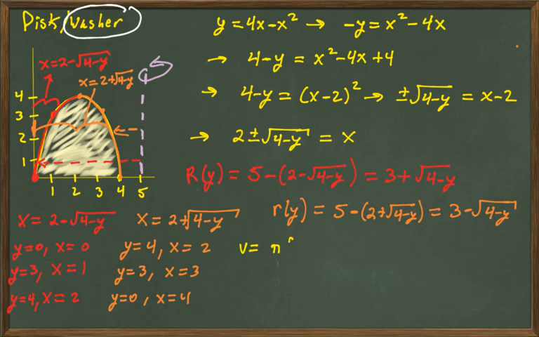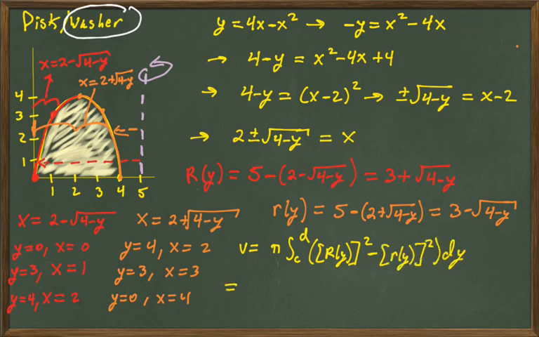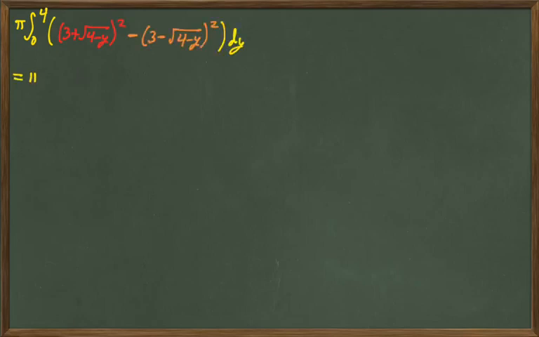Okay, so volume is pi, integral from c to d, big radius squared minus little radius squared, and integrate with respect to y. So it's going to be pi, integral from 0 to 4. We're doing the y-axis. 3 plus the square root of 4 minus y, squared, minus 3 minus the square root of 4 minus y, squared, dy. Okay, and we're going to work that out on the next page. So let's go ahead and speed that up. So there it is: pi, integral from 0 to 4.